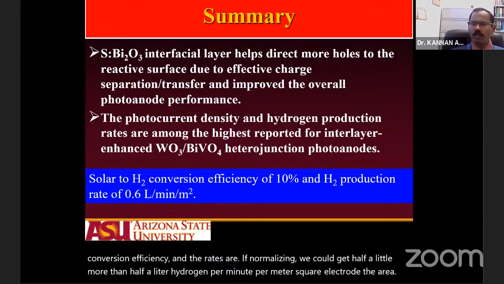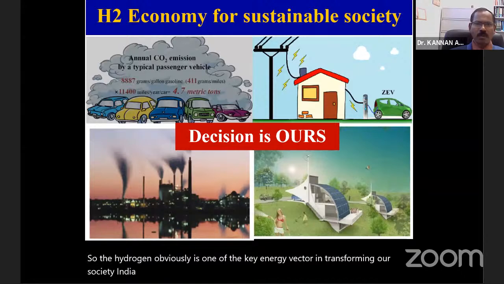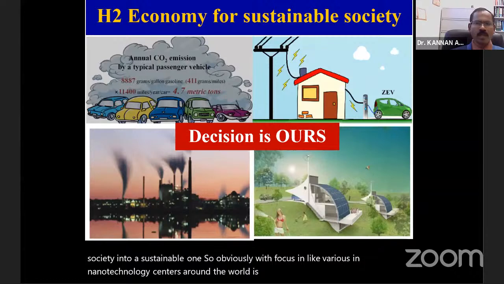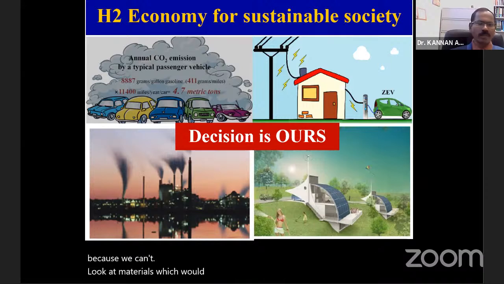Hydrogen is obviously one of the key energy vectors in transforming our society into a sustainable one, with focus in various nanotechnology centers around the world. Materials play a crucial role in making the devices commercially viable, with longer duration and sustainability, because we can't look at materials which would ruin our atmosphere.